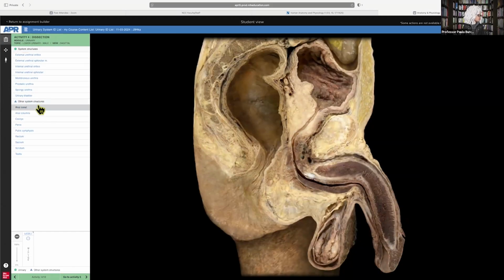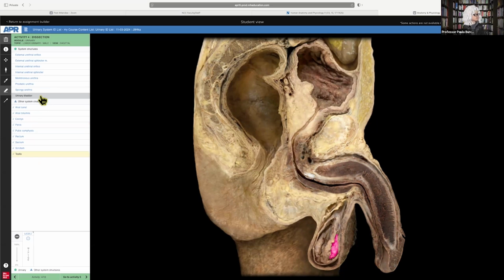This is a sagittal view of a male. There is the rectum, the anal canal. You can see the anal columns in the anal canal. You have your sacrum, your coccyx, and anteriorly your pubic symphysis. This is your penis, the scrotum with the testes. This is also your prostate gland right in here.